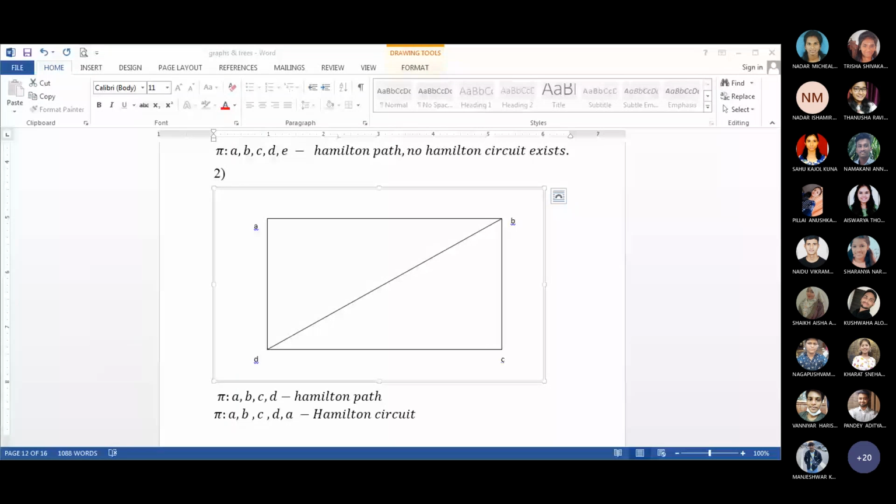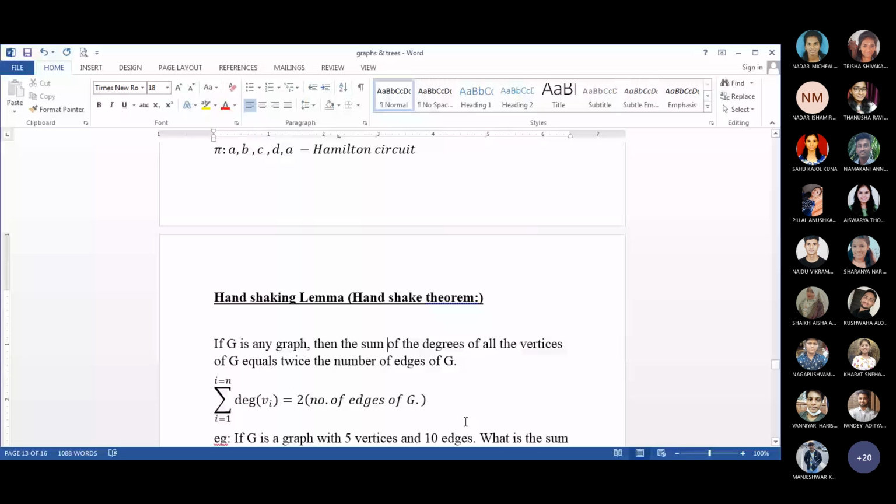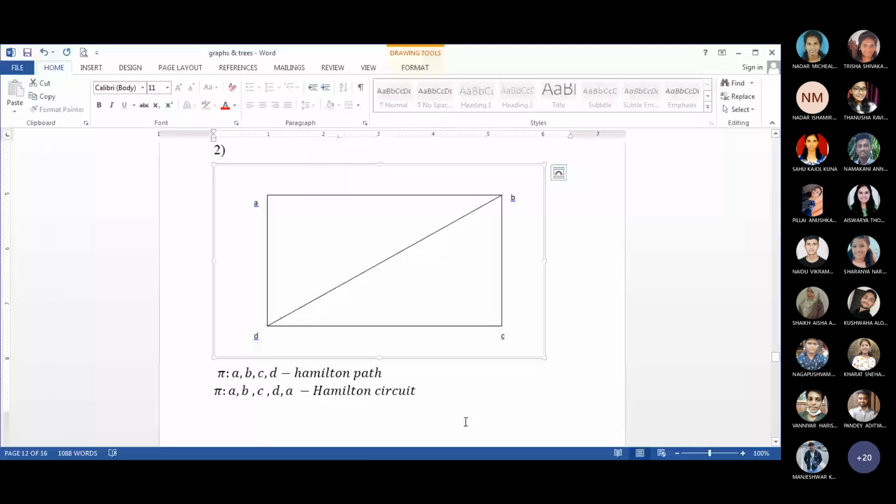So what does the theorem say? The degrees of the vertices, when added, give the total 10. The number of edges is 5. So 5 into 2 again gives you 10, because that is what it says: 2 times the number of edges. So this is the verification. This is not the proof. Again I repeat, this is just the verification. A proof means we have to prove it in general. That also can be done.